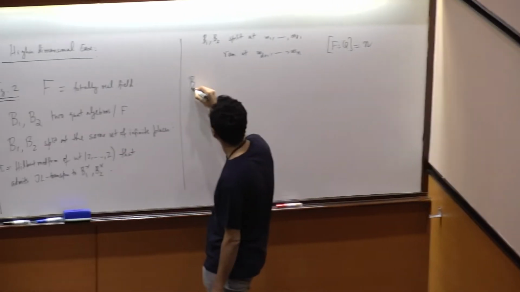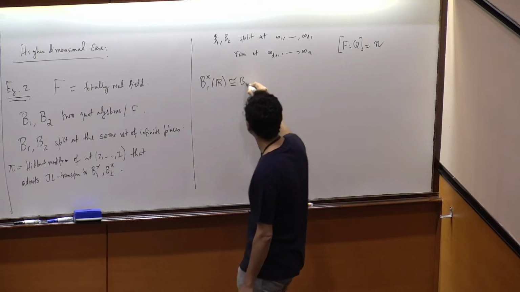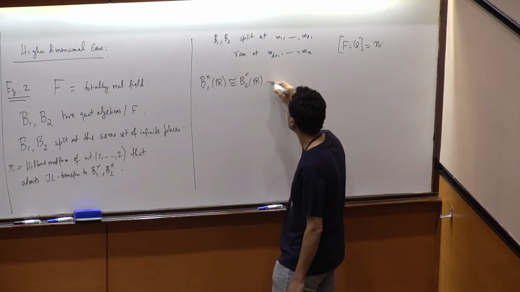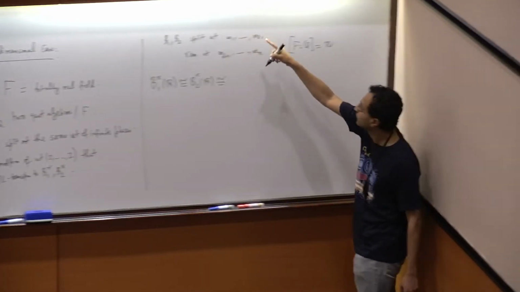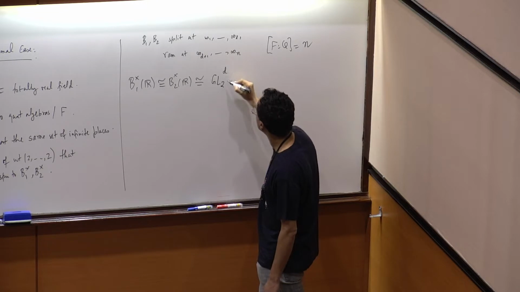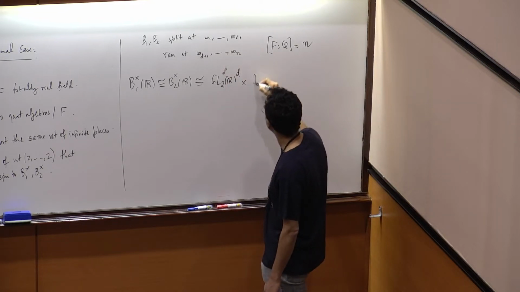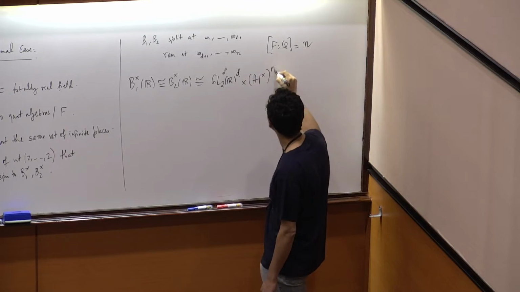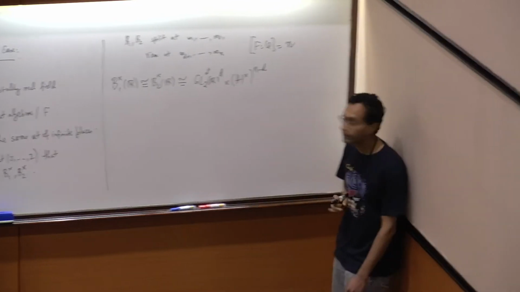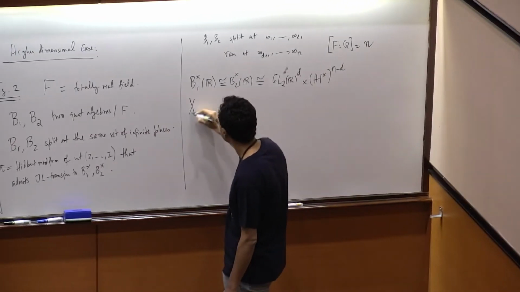Then what you see is that B1 cross tensor R is isomorphic to B2 cross tensor R. And what you get is a product of copies of GL2 at those infinite places. So you get GL2(R) to the d. And then you get the Hamilton quaternions to the n minus d. So the multiplicative group of quaternions. And you have associated Shimura varieties, which I'll call X1 and X2.